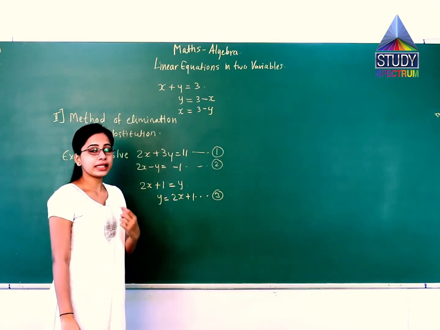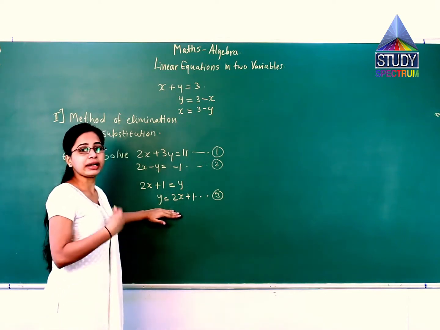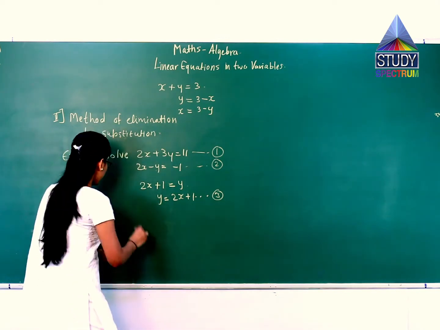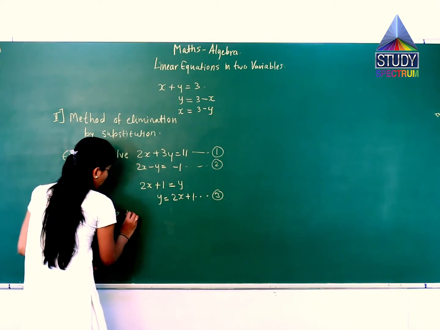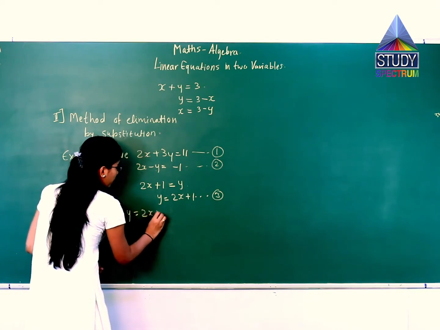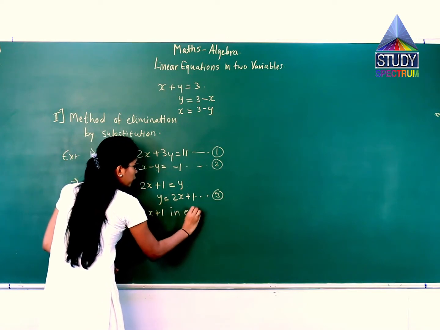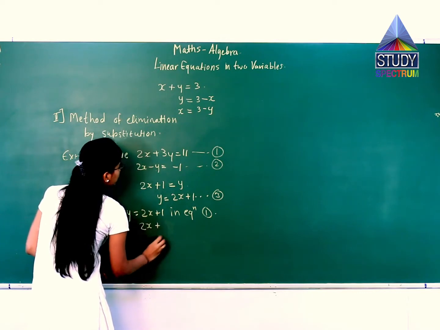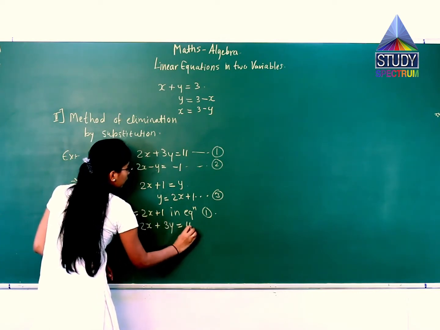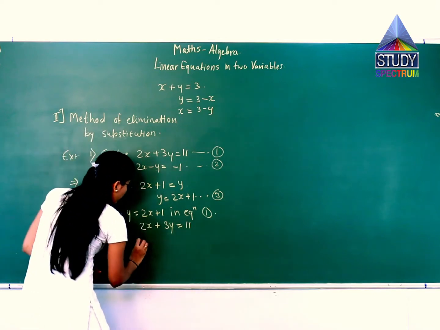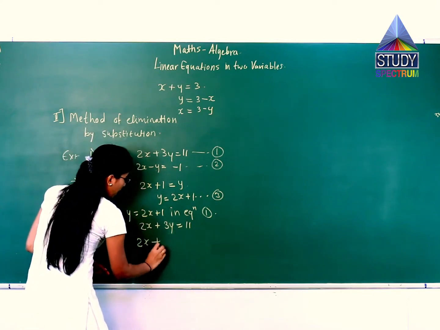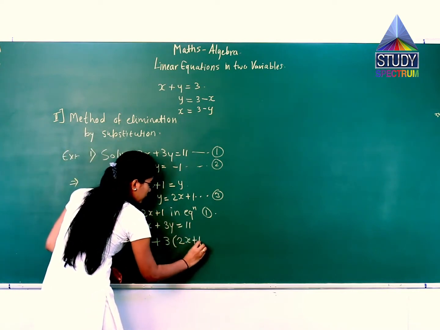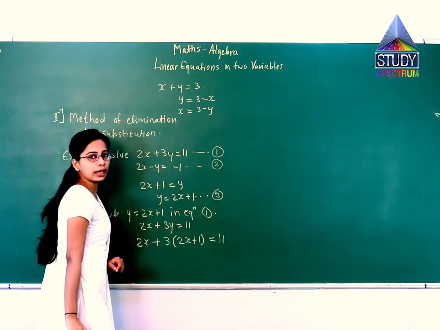Now for solving these two equations, now we can directly substitute this value of y in equation number 1. So let us write substituting y is equal to 2x plus 1 in equation 1. So let us rewrite the equation 1. 2x plus 3y is equal to 11. Now pay attention. So 2x as it is plus 3 as it is, and instead of y I am substituting 2x plus 1 is equal to 11.